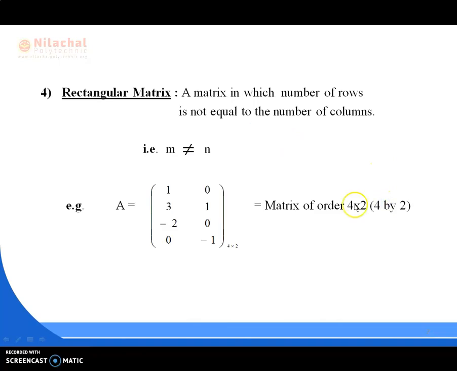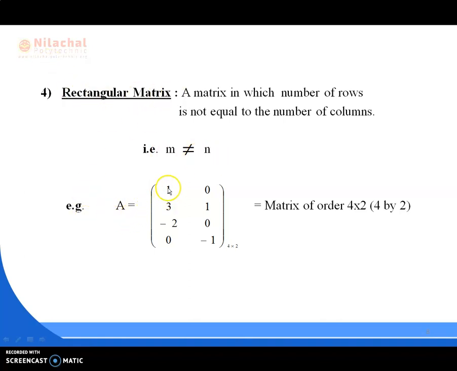Okay, let's see. Rectangular matrix. A matrix in which the number of rows is not equal to the number of columns is called a rectangular matrix. The number of rows is symbolized as m, the number of columns is symbolized as n. So if m is not equal to n, then we say it is a rectangular matrix.